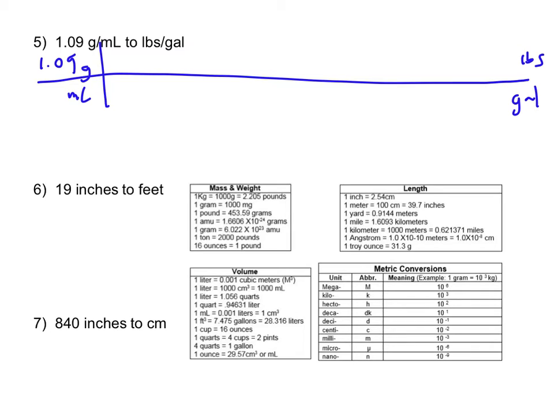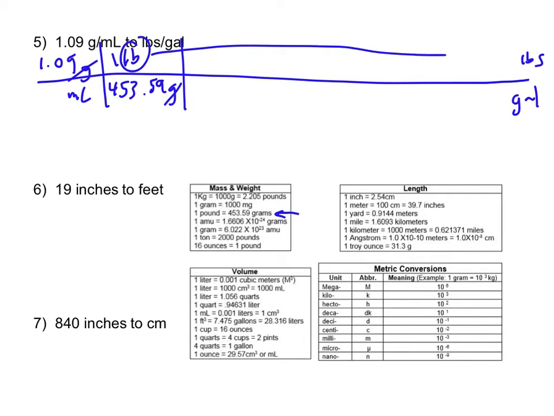Okay, so I need a conversion for grams to pounds. I go over here, and I see that in 1 pound, there are 453.59 grams. 453.59 grams in 1 pound. Okay, my grams will cancel. I'm left with pounds, so I'm satisfied here. So, on the bottom, I'm still not satisfied. I'm going to switch colors, so I need to go from milliliters into gallons.